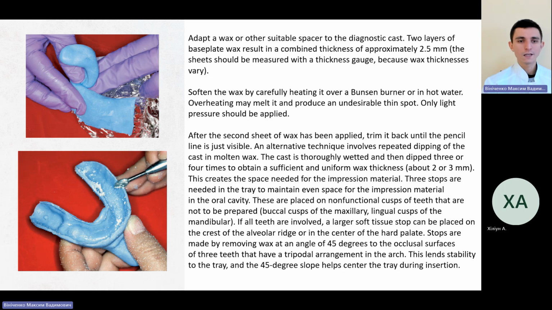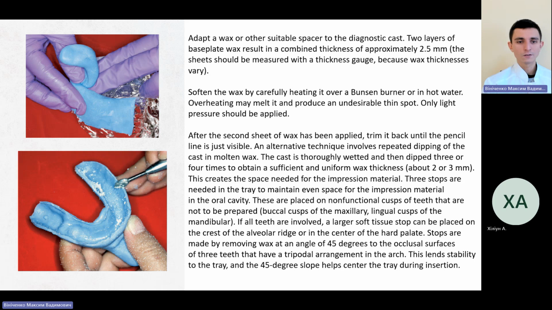Soften the wax by carefully heating it over a Bunsen burner or in hot water. Overheating may melt it and produce an undesirable thin spot. Only light pressure should be applied. After the second sheet of wax has been applied, trim it back until the pencil line is just visible.